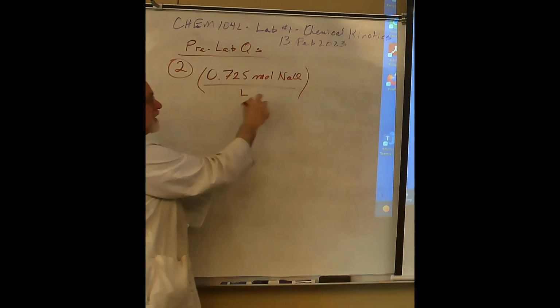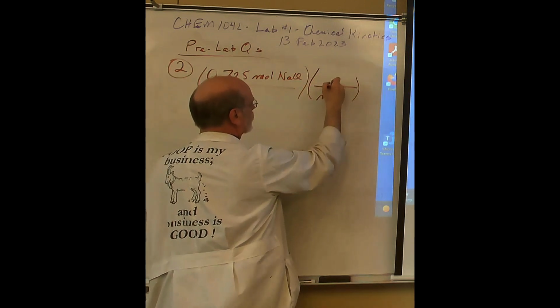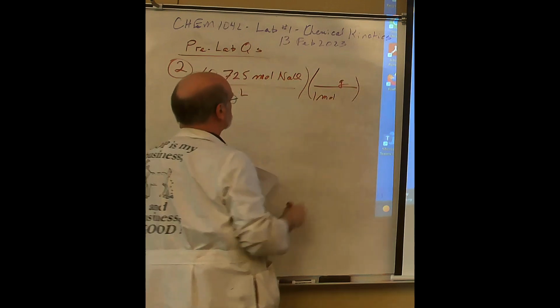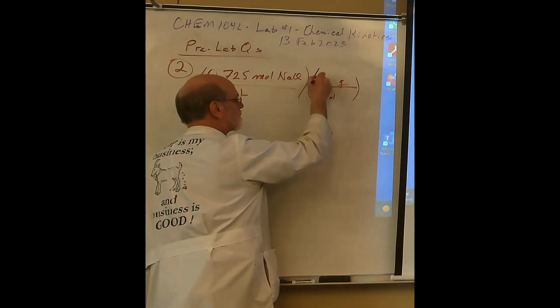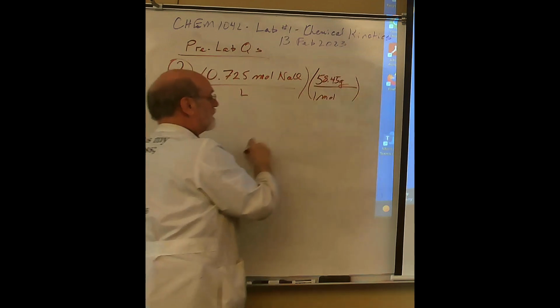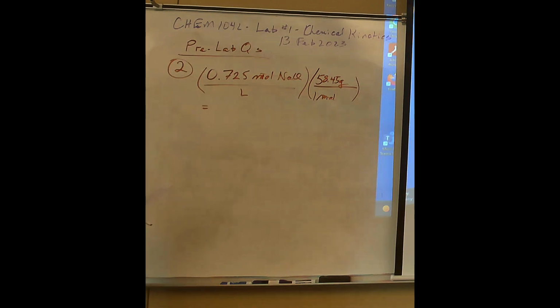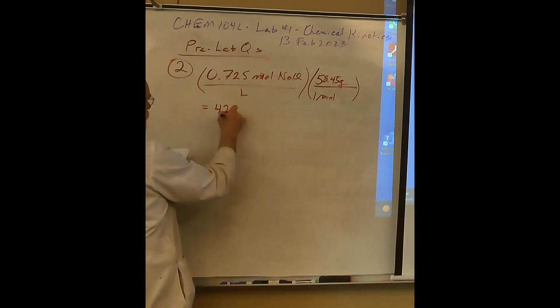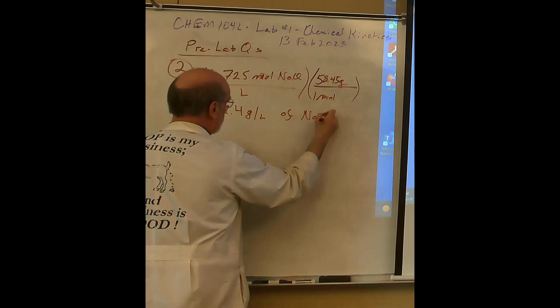So we already got our volume. What we need to do is convert sodium chloride to grams. Right? So moles to grams. How many grams per mole of sodium chloride? It would be 23 for sodium, right? And 35.45 for chlorine is 58.45. And that will cancel moles and leave us with grams per liter. If I did it right, it should be 42.4 grams per liter of sodium chloride.